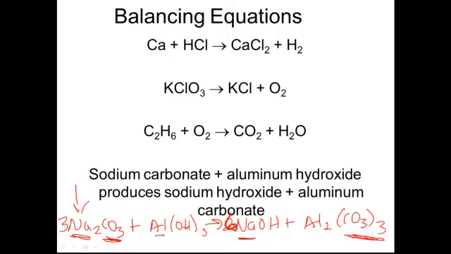Then for aluminum, I count 1 aluminum here, 2 aluminums here, so I put a 2 right there. And then again, this 2 not only goes to the aluminum, it also goes to the 3 hydroxides. So that makes 6 hydroxides. Hey, what do you know? This 6 we put here makes 6 hydroxides. So that is our balanced equation. 3 sodium carbonates reacts with 2 aluminum hydroxides to make 6 sodium hydroxides, and then just our 1 aluminum carbonate.